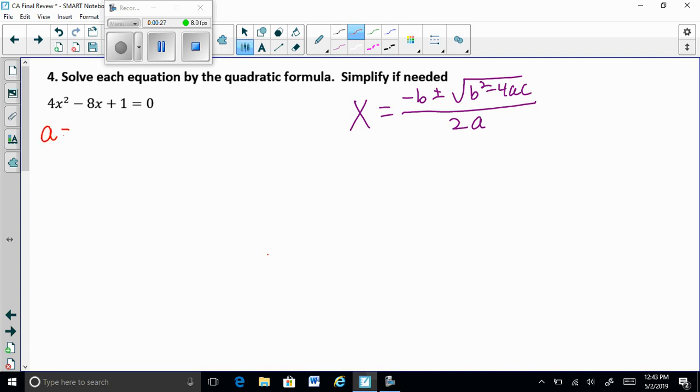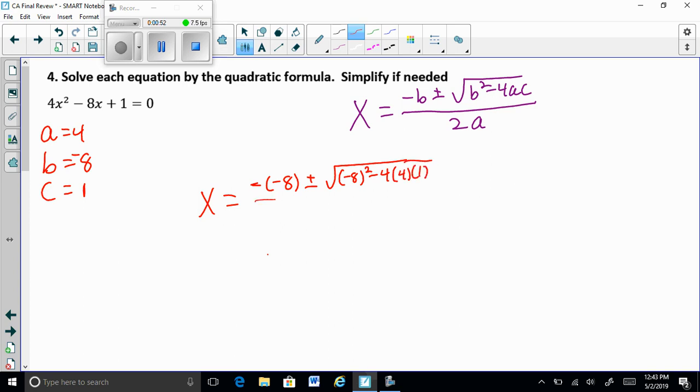So the a is going to be 4, the b is going to be negative 8, and the c is going to be positive 1. So here I go. So it's going to be negative 8, which will turn positive in a moment, plus or minus the square root of negative 8 squared minus 4 times 4 times 1, all divided by 2 times 4.